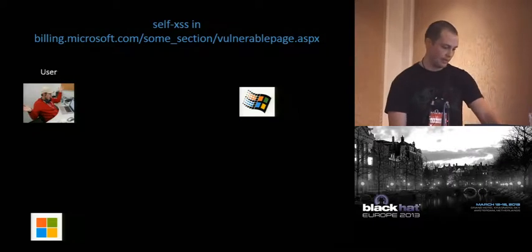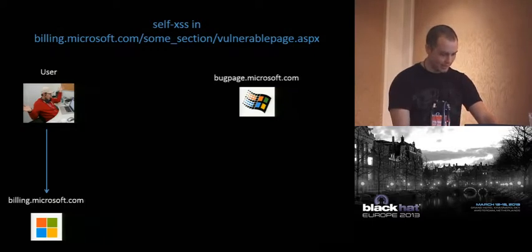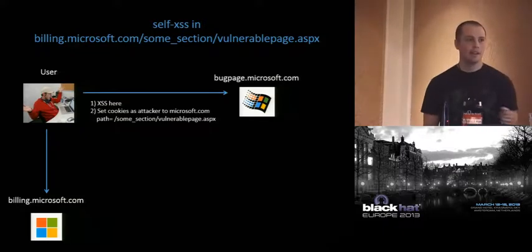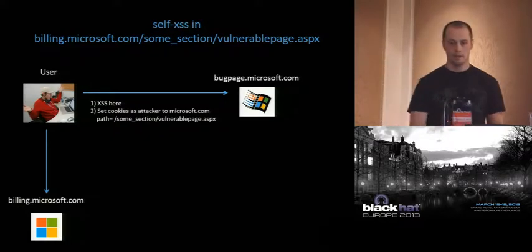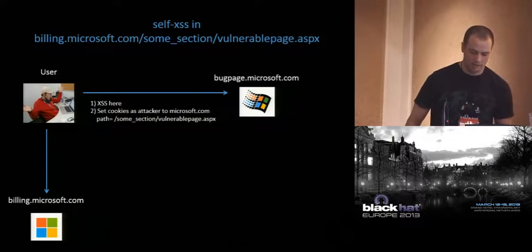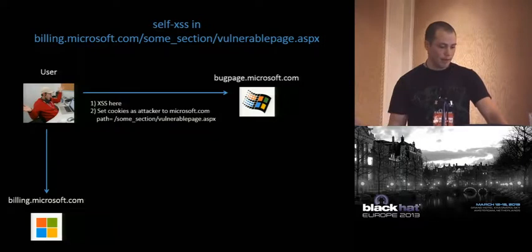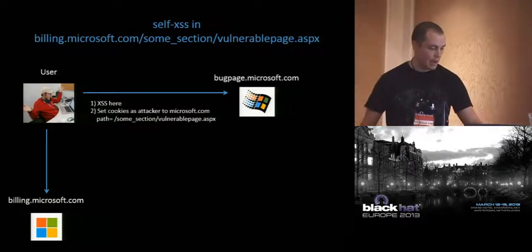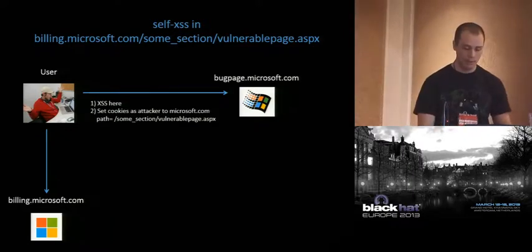So here's victim Dave. He's clueless. He goes to billing.microsoft.com and he's logged in. But Microsoft.com is a big domain, and a lot of the subdomains, maybe they're not quite as secure as something like billing, right? So he visits bugpage.microsoft.com. There's an XSS there that's easy to exploit. So maybe that XSS can set cookies as an attacker to Microsoft.com, the domain over everything, and set the path to be more specific. So it's /subsection/vulnerablepage.aspx. That's where the XSS might be.